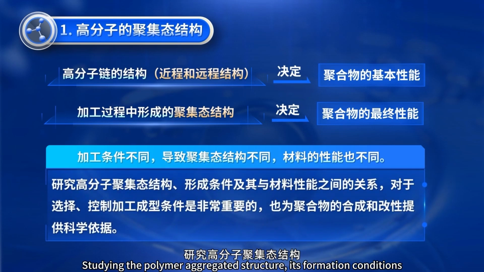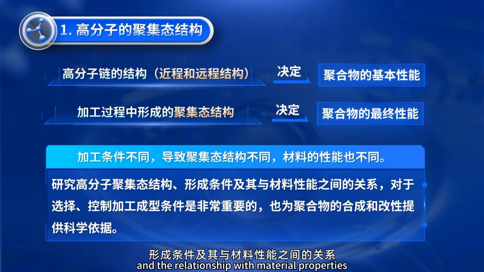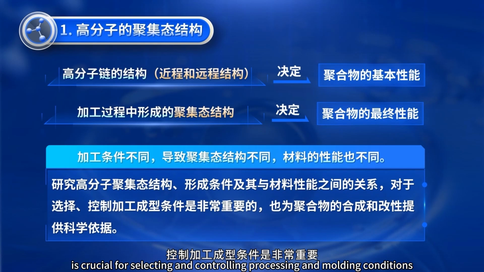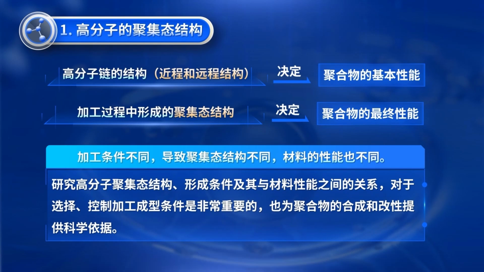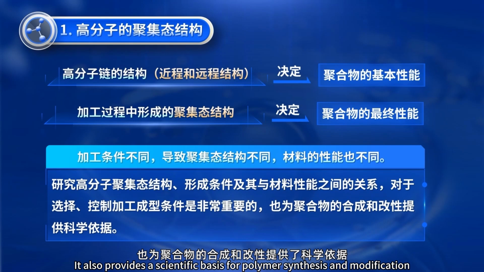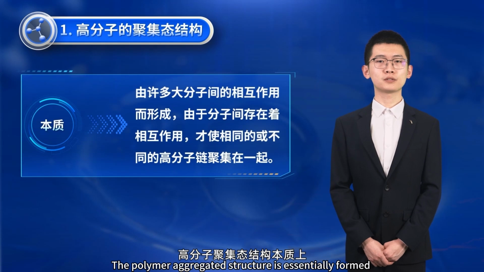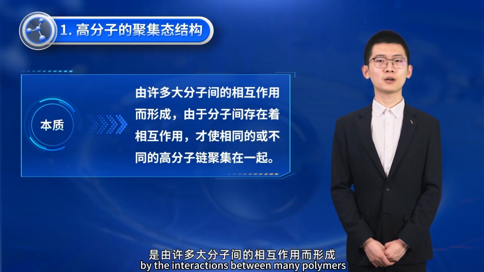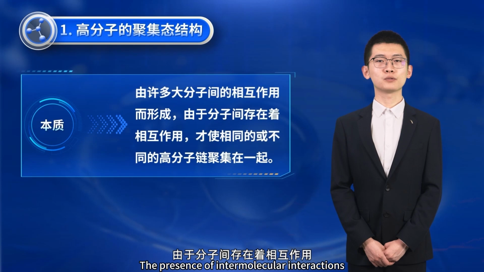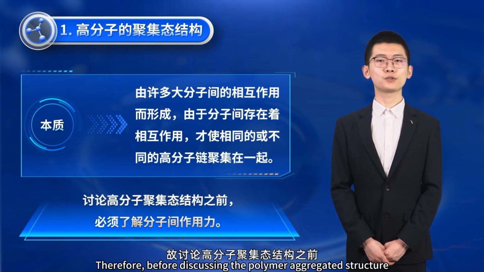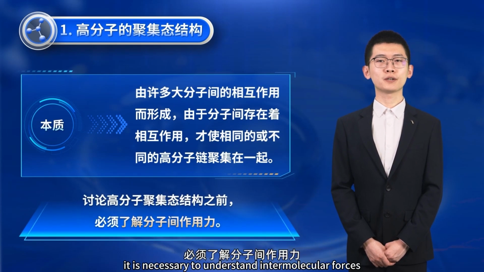Studying the polymer aggregated structure, its formation conditions, and the relationship with material properties is crucial for selecting and controlling processing and molding conditions. It also provides a scientific basis for polymer synthesis and modification. The polymer aggregated structure is essentially formed by the interactions between many polymers. The presence of intermolecular interactions causes the same or different polymer chains to aggregate together. Therefore, before discussing the polymer aggregated structure, it is necessary to understand intermolecular forces.